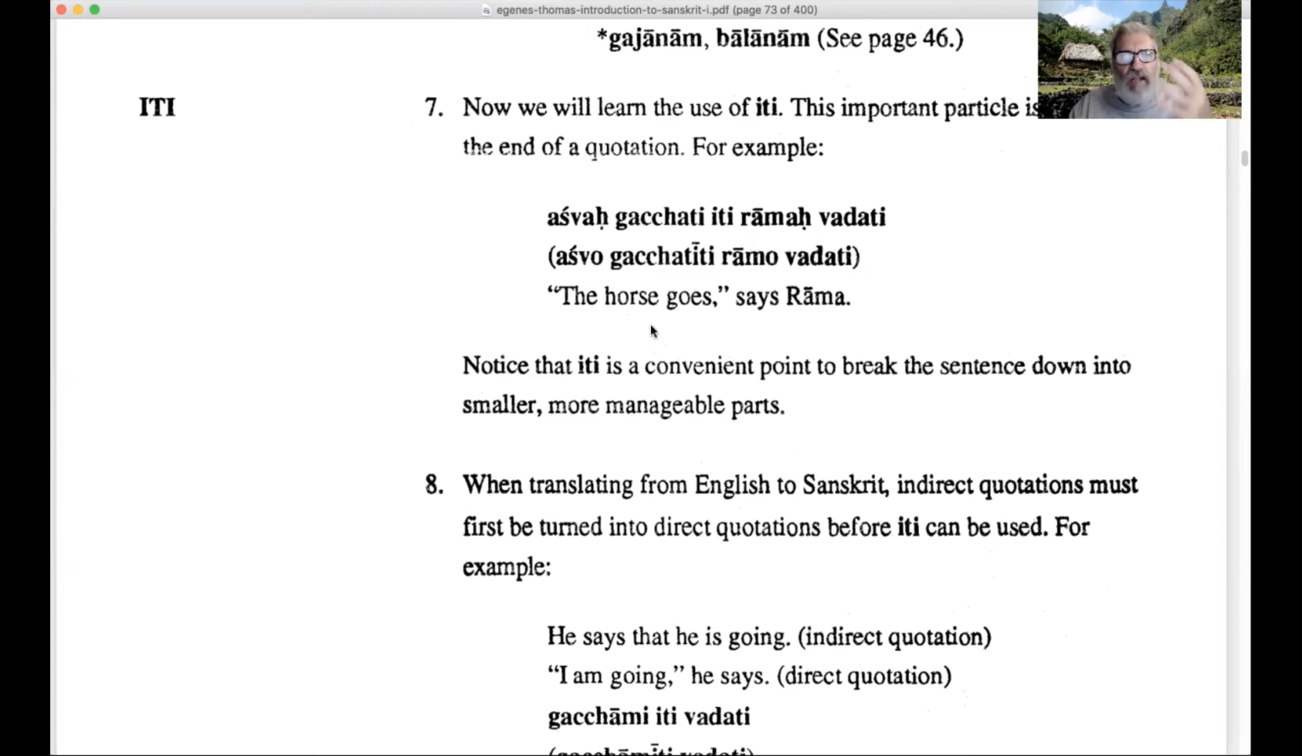So in English, we have direct speech and indirect speech. So we can translate this in two ways. If we translate it as direct speech, we can put the quote marks and say, the horse goes, says Rama. Or Rama says, the horse goes, when we put the horse goes in quotes. So this is the actual words that Rama said. If we wanted to put it into indirect speech in English, we would say, Rama says that the horse goes. And then we wouldn't need to put those quote marks. So don't get confused about that.